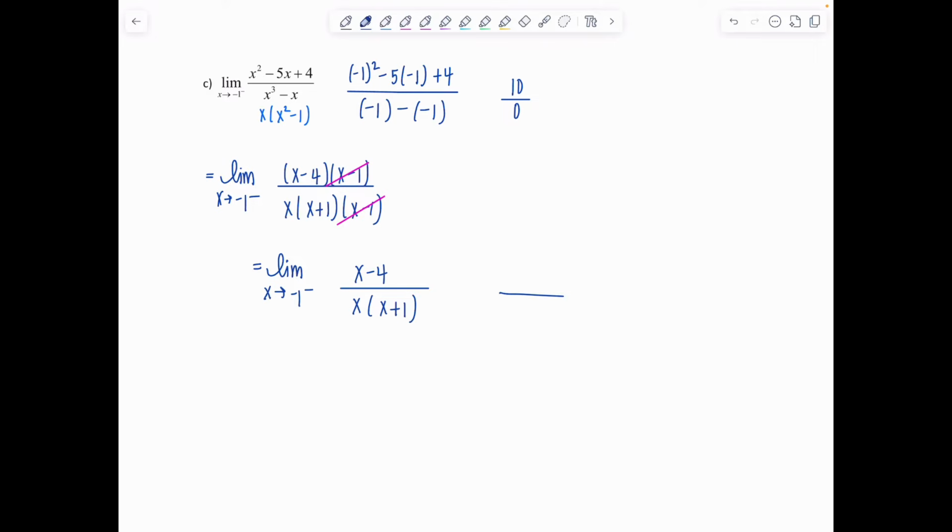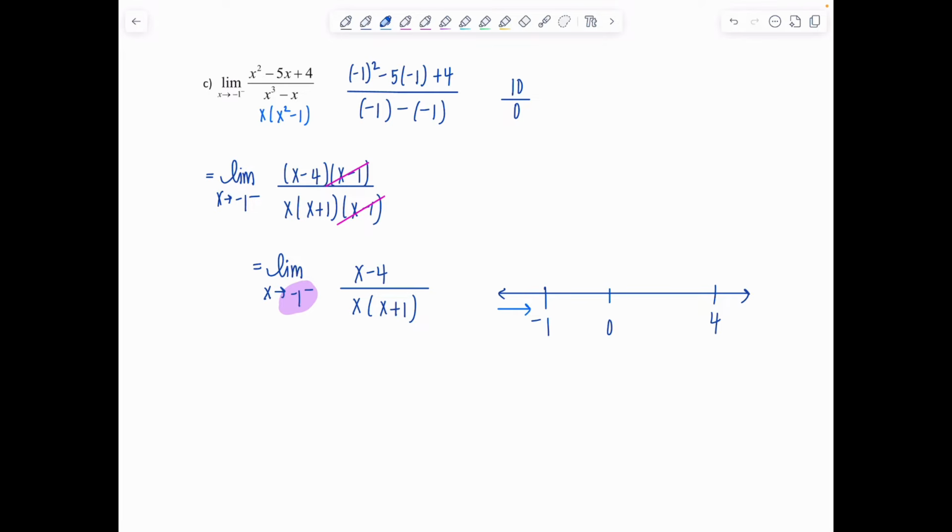So what you could do, if your teacher taught you the whole little sign chart situation, you want to list all the zeros from the numerator and denominator on there. So we've got negative 1, 4. Note, it's not to scale. It's fine. Nobody cares. And in this case, we're approaching negative 1 from the left, from this side.